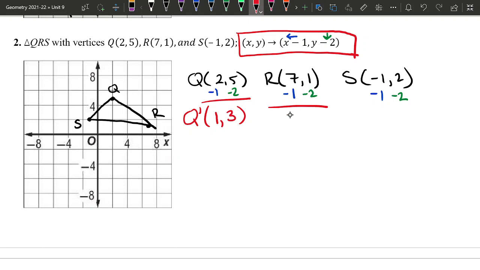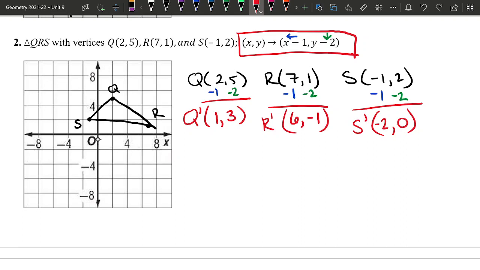So 7 minus 1 is 6. 1 minus 2 is -1. That's the coordinates of R prime. -1 minus 1 is -2. 2 minus 2 is 0. And that's the coordinates for S prime.